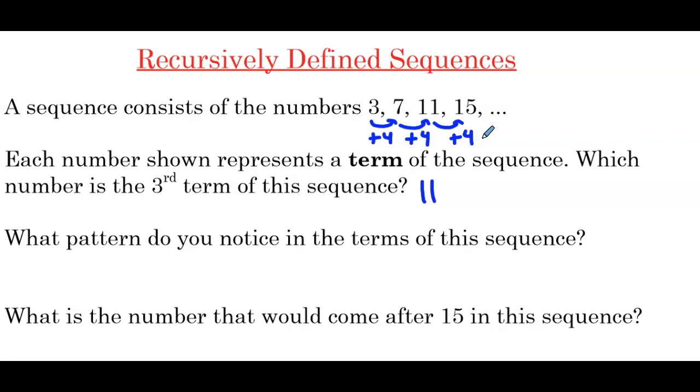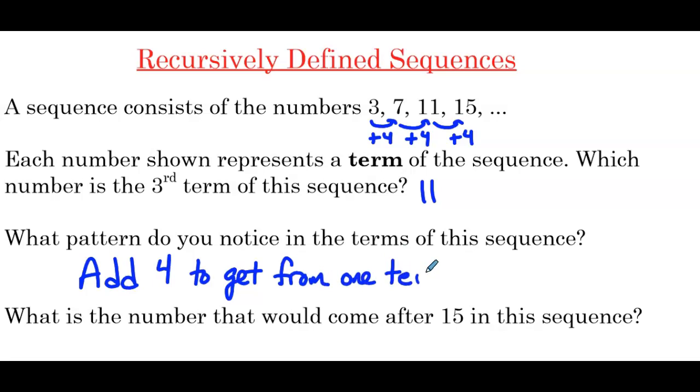It's important to make sure that the pattern that you recognize works for all of the terms that they've given us. So 3 plus 4, 7 plus 4, 11 plus 4. Because we might notice a pattern between the first two terms that doesn't hold up as we continue on. So we want to make sure that pattern works for all the terms we've been given. So let's write that down. Our pattern is to add 4 to get from one term to the next.